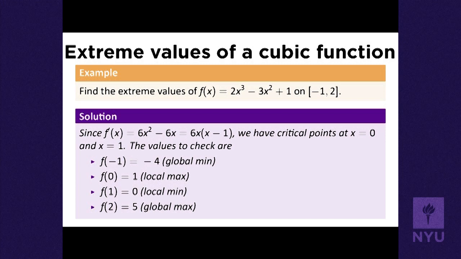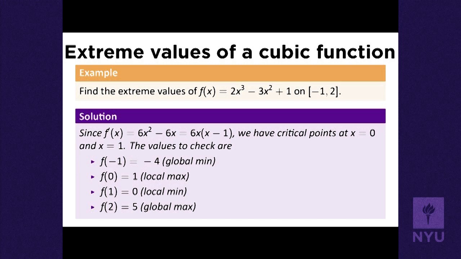So f of 0 and f of 1 are locals? Yes, that's true, because this is an extreme value. It's a local extreme value. And you can tell because it's the larger of these two. So basically, what's the function going to do? You can't tell without graphing, but we can tell based on the absolute and local extremes.